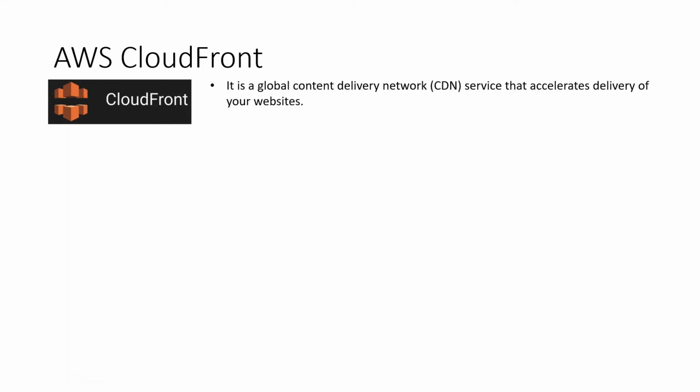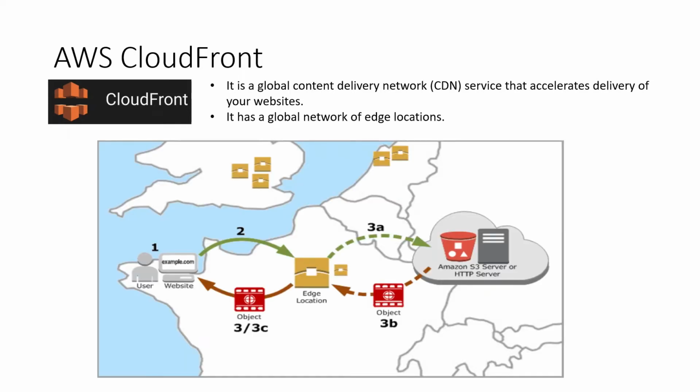The next service we take a look at is AWS CloudFront. It is a global content delivery network, or CDN, service that accelerates delivery of your websites. It has a global network of edge locations. Now, let's say you are a user in some part of the world and you want to access example.com. And let's say the server for example.com sits far away from the user in a different geography. If the user hits example.com, it will take quite some time to fetch the data from the server because the server is located very far from the user.